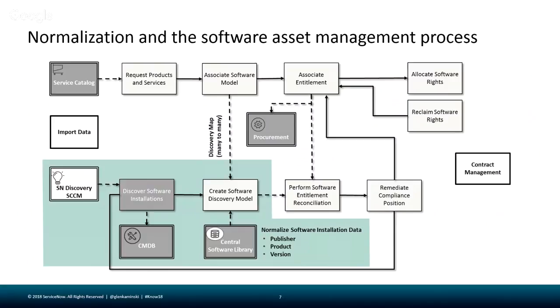And then that allows you to remediate, make changes, make updates, make decisions about what you're going to do if you are over-licensed, so you might want to reclaim those software rights, or you may choose to uninstall software to get back into a legal compliance position. But this entire normalization process is a key to make sure that you have accurate software installation information for that side of the reconciliation equation.